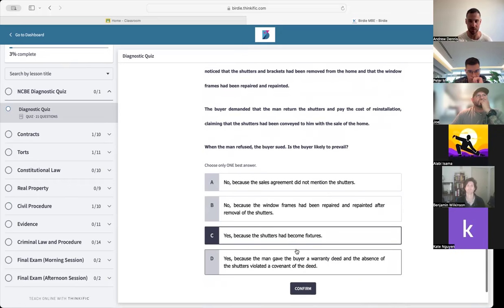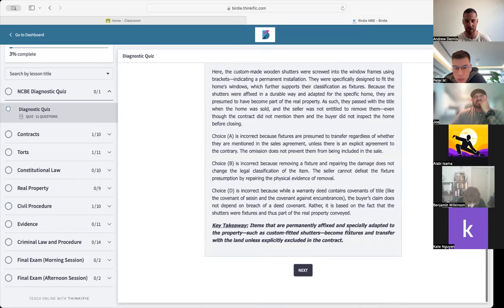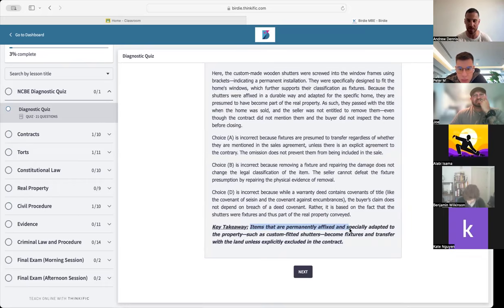These are residential fixtures. Think of it like if you shook the house, what would remain with the house? Things that are affixed to the house is the best way of thinking about it. Trade fixtures can be removed so long as the place is restored or they pay for restoration. But this is not a trade fixture. This is not a commercial fixture. This is a residential fixture that would remain affixed with the house, absent any agreement otherwise. So items that are permanently affixed and specially adapted to the property, such as custom fitted shutters, become fixtures and transfer to land unless explicitly stated in the contract.